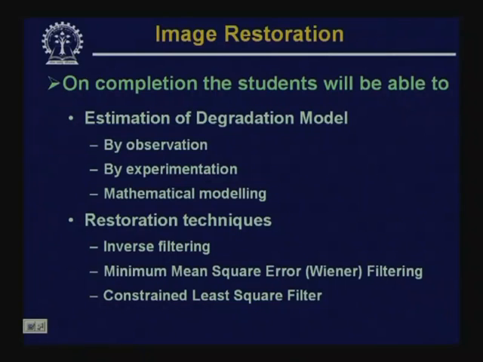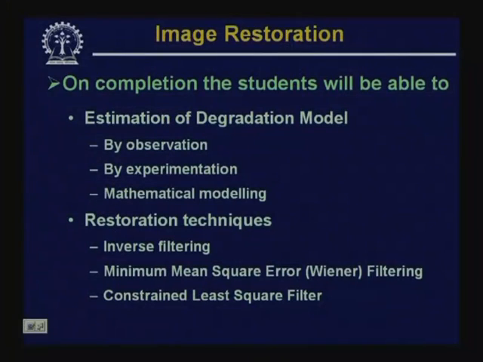The second approach is through experimentation. There you can estimate the degradation model by using some experimental setup, and the third approach is by using mathematical modeling techniques. Now, whichever way we estimate the degradation model, whether it is by observation, by experimentation, or by using mathematical models, once we know the degradation model, then we can go for restoration of the original image from those degraded images. So, we will talk about various such restoration techniques.